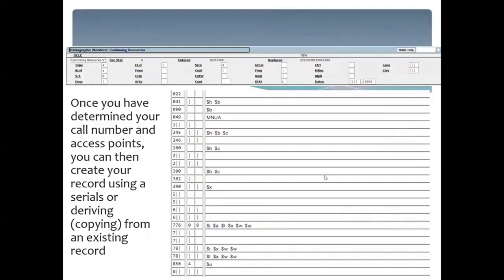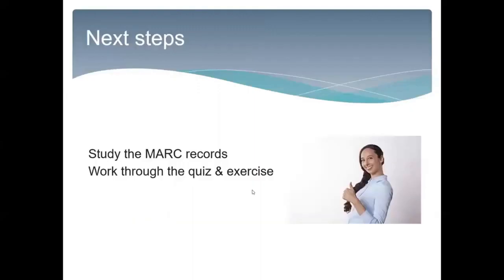Once you have determined your call number and access points, you can create your record using a serials workform, or you can derive it from an existing record. If you're in OCLC, you can copy records and then use that as a basis for what you're doing. It kind of depends upon what you want to do with it.